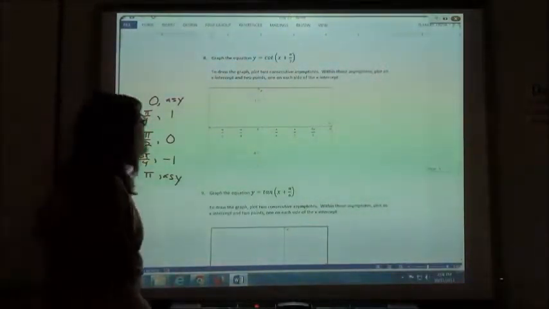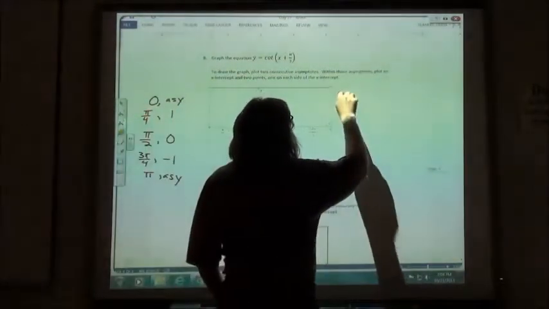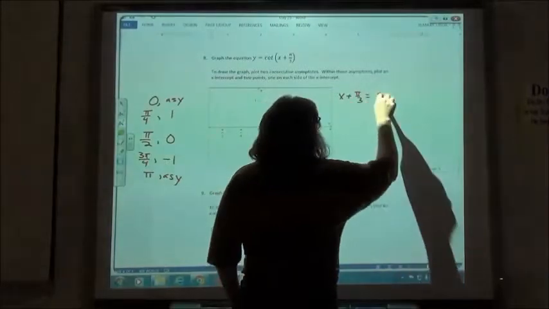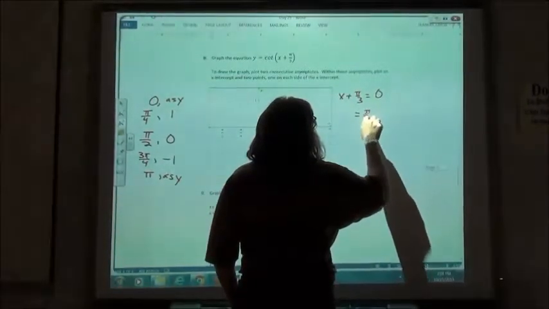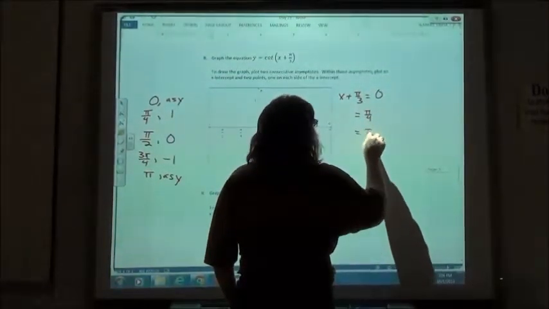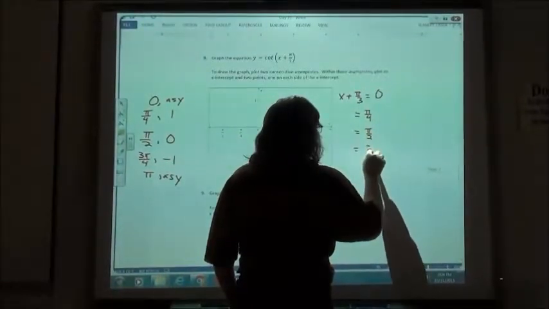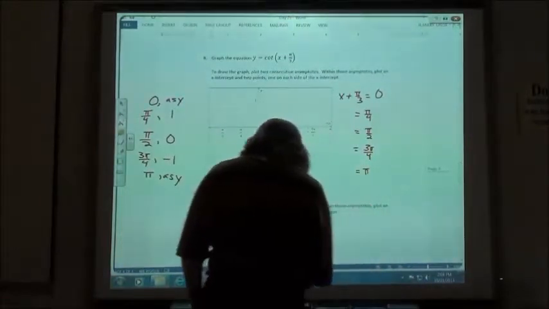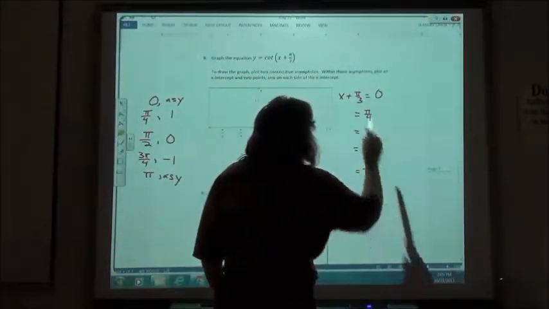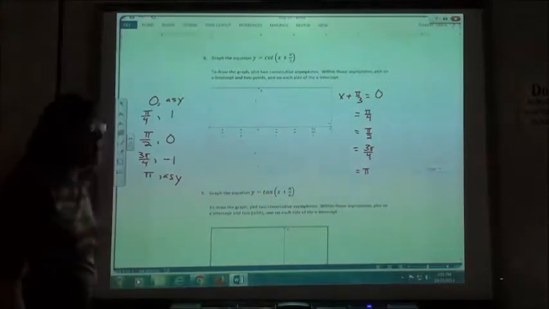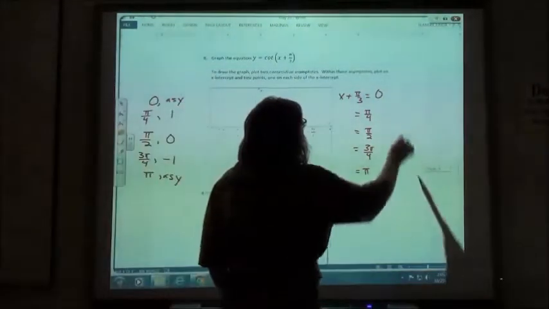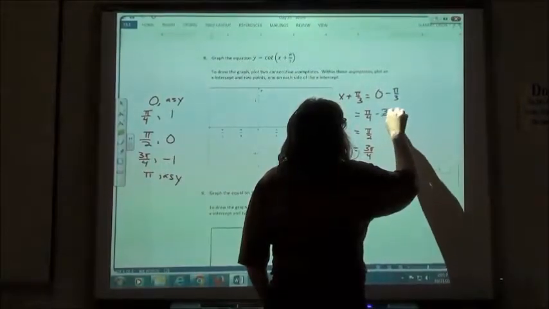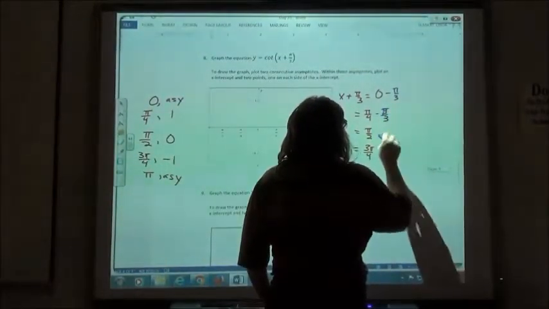So cotangent of x plus pi over 3. So x plus pi over 3, we want to set equal to 0, equal to pi over 4, equal to pi over 2, equal to 3 pi over 4, and equal to pi. And then we want to solve each of those. So we are going to subtract our pi over 3 in order to solve each of those. So subtract our pi over 3.